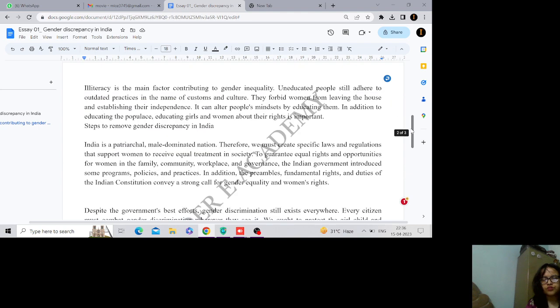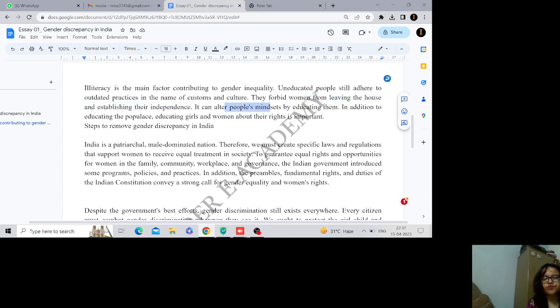Now we are coming to the factor that contributes to gender inequality or gender disparity, which is illiteracy. Uneducated people still adhere to outdated practices in the name of customs and culture. That means they cling to certain rituals and culture. They believe that they can do so. Actually, they forbid women from leaving the house and establishing their independence. They stop women from leaving their places and gaining a certain level of independence.